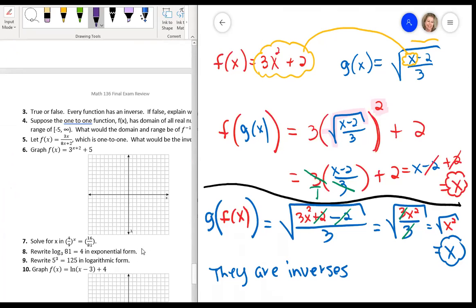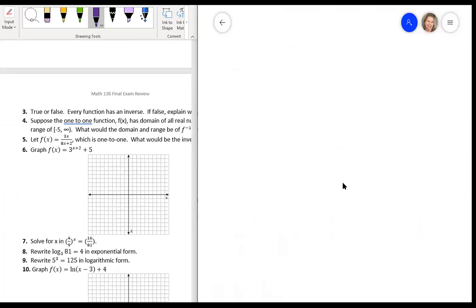Oh, transformations on graphs. Let's go over one of those. Get this thing out of my way. There we go. Let's look at number 6. It says graph f of x equals 3 raised to the (x plus 2), plus 5.